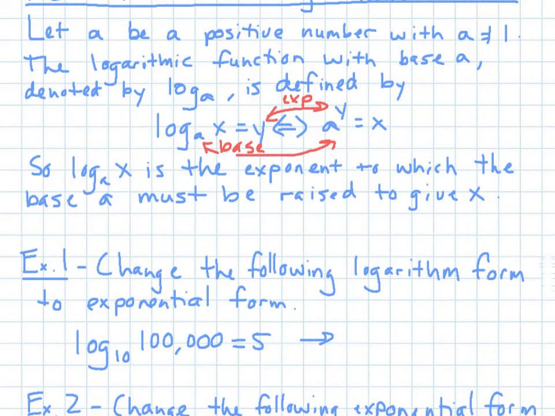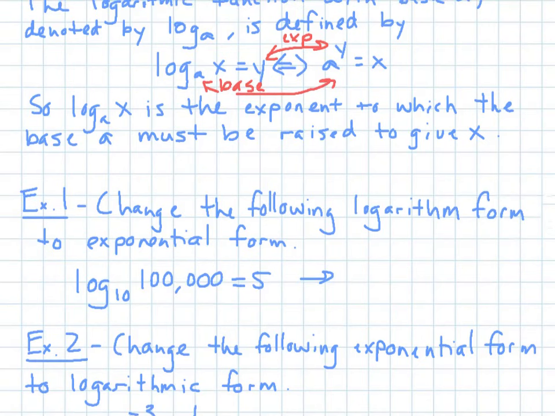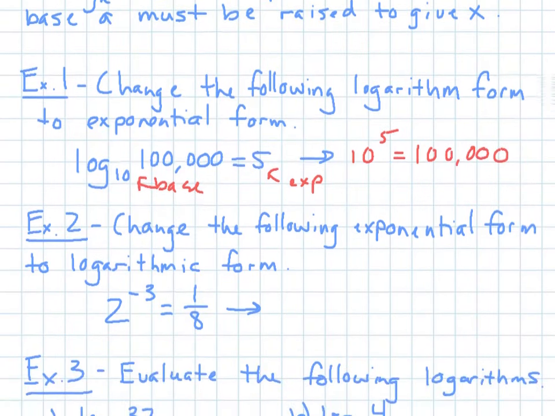Example 1, we want to be able to change them from logarithmic form to exponential form. So kind of like what you're given up here from left to right. If it says log of 100,000 to base 10 is equal to 5, then 10 is your base. So I do 10, and then this is my exponent. So I do 10 to the 5th is equal to 100,000. Okay? And so then that would be exponential form.